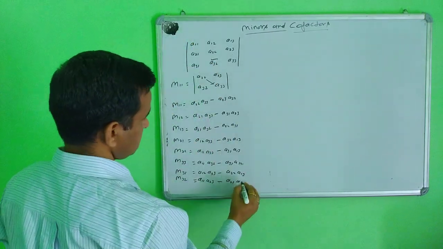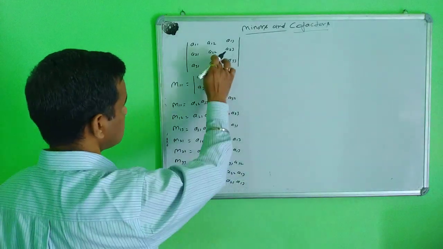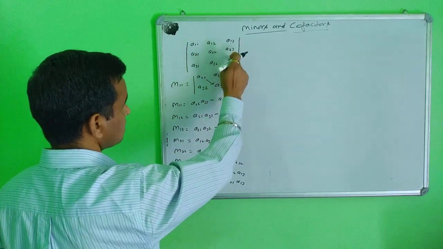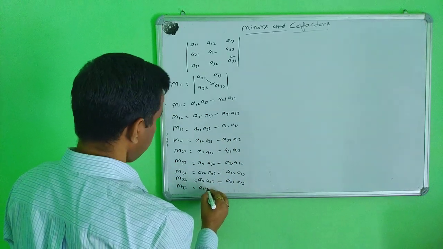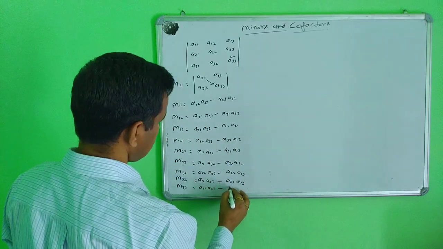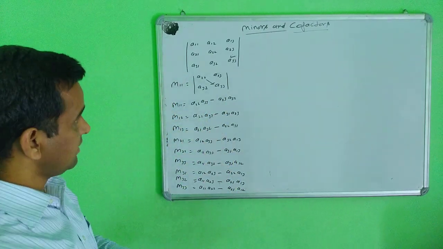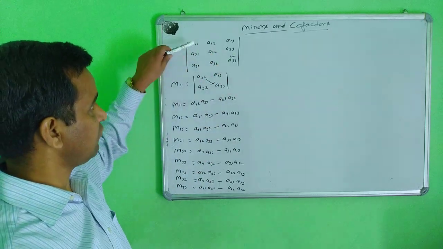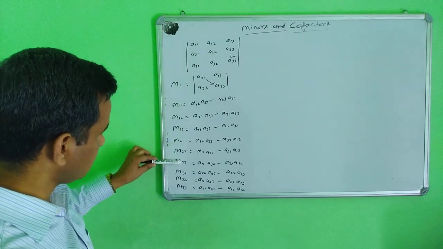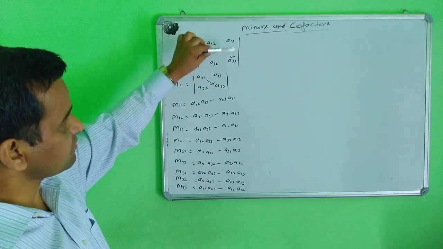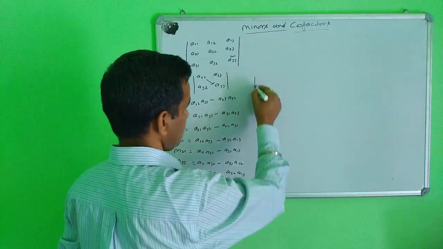This is M32. And last is M33, which means this: the third column and third row will be hidden here. So these 4 are left: A11, A22 minus A21, A12. In this way we can find the minor of every element, first through ninth, 1 to 9. We first find the minor of every element, then find the cofactors.